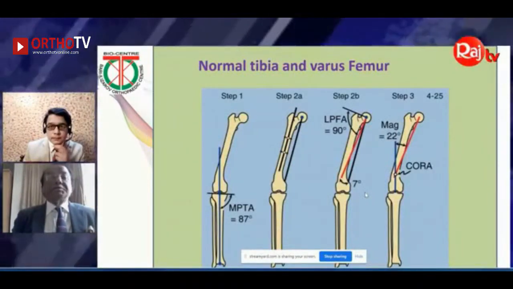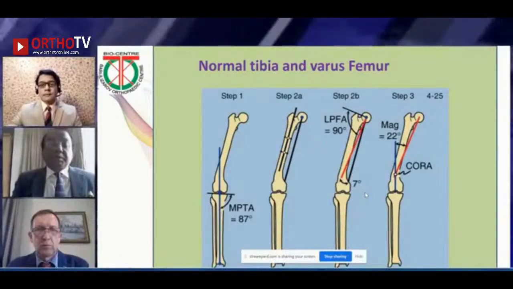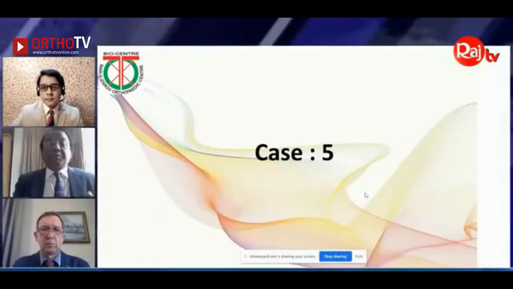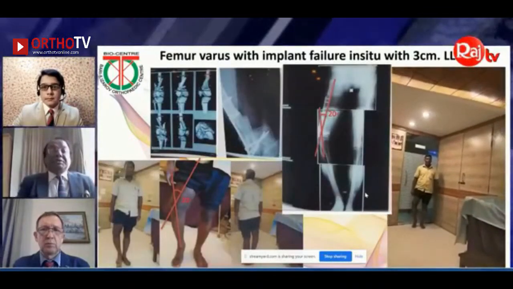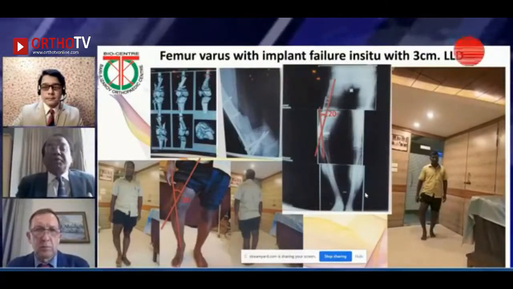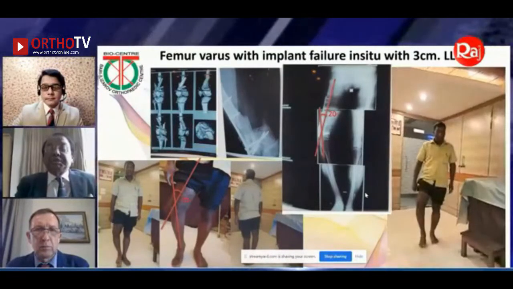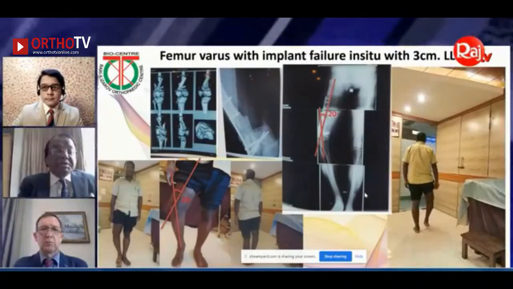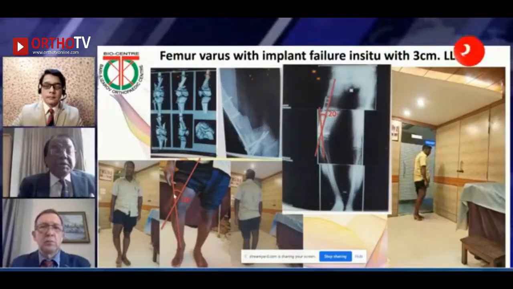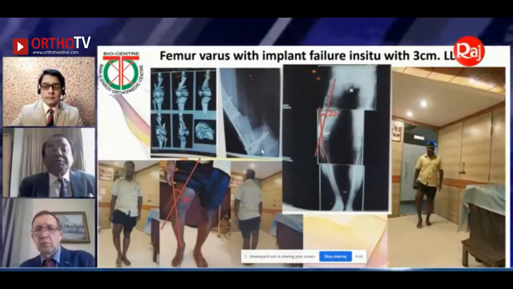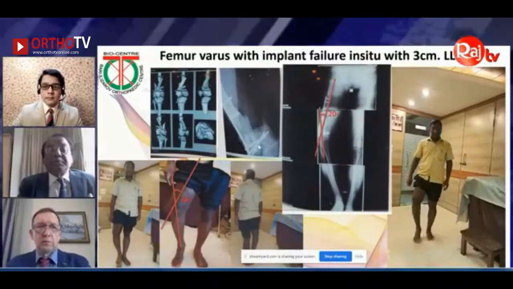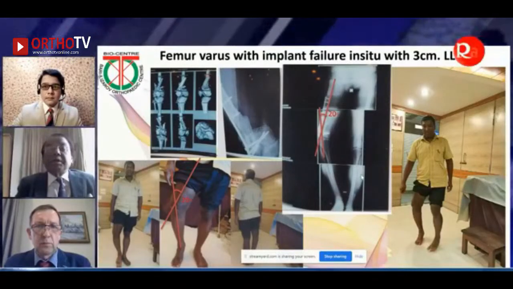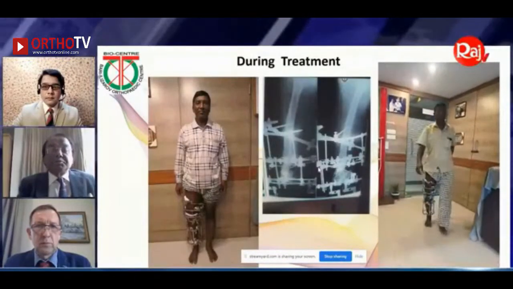So this is normal tibia and varus femur. You can see normal tibia. Now I'm talking about the varus femur. This is case number 5. You can see here, varus femur with implant failure in situ with 3 cm LLD. The policeman was treated elsewhere. Then you can see here, left side, 20 degree angulation. Now see the x-ray. He was treated elsewhere with this. The plate was broken. Deformity here. Then he came to my place. I removed all this and put this with Ilizarov.